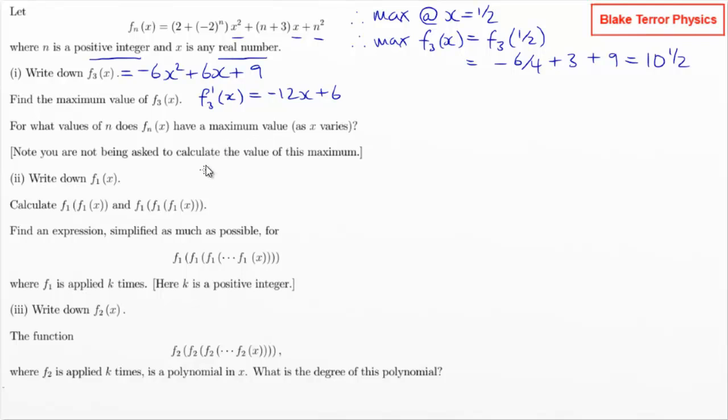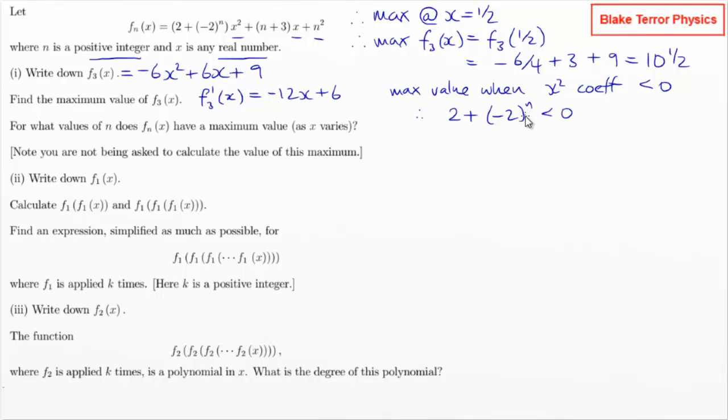For what values of n does f_n of x have a maximum value as x varies? If it's going to have a maximum value, we're talking about negative quadratics. So maximum value when the x squared coefficient is less than 0. So that means we've got 2 minus 2 to the power of n is less than 0. N we already know is positive, and it's an integer. So that has already restricted things somewhat. It can't be equal to 1, though, because we'll just get 2 minus 2, which is not less than 0.